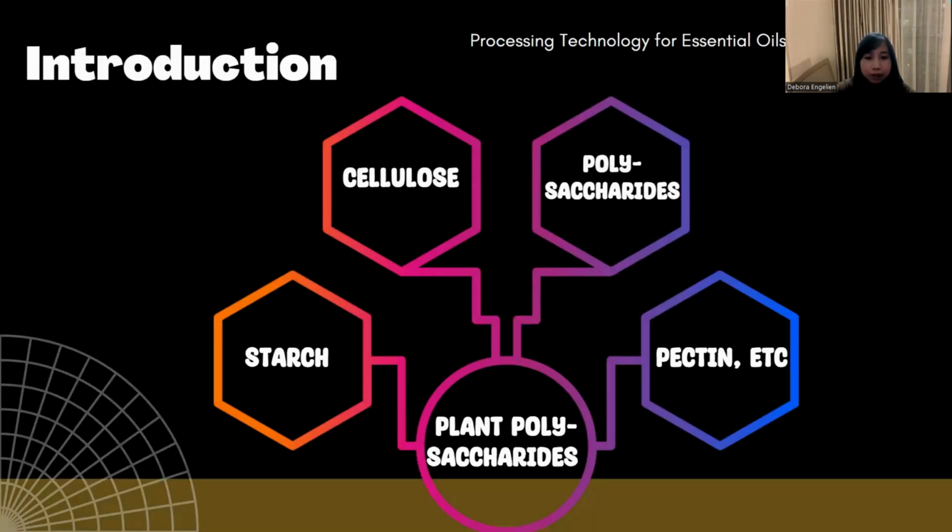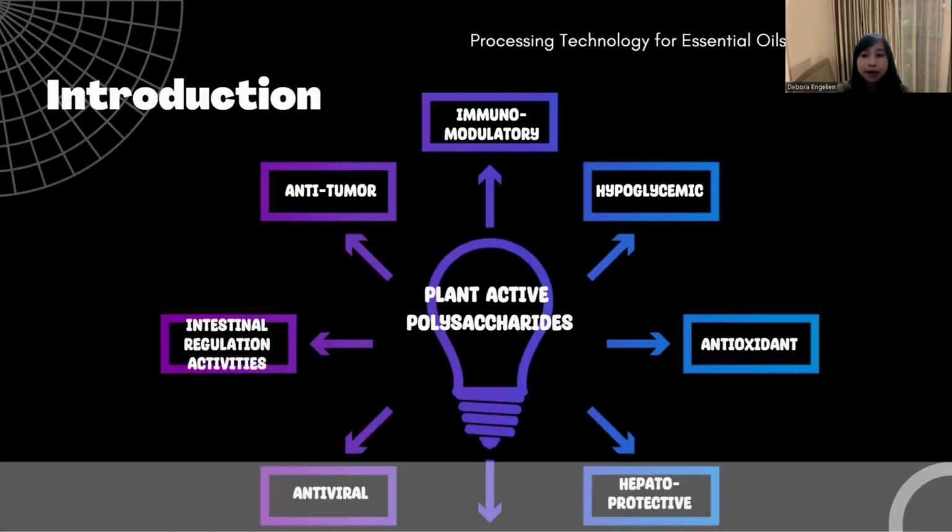And next, we're going to discuss plant polysaccharides. Plant polysaccharides are a class of natural polymers composed of more than 10 monosaccharides connected by glycosidic bonds, which are widely present in natural plants, including starch, cellulose, pectin, and etc. And some water-soluble plant polysaccharides with obvious bioactivity are called plant-active polysaccharides, which have anti-tumor, immunomodulatory, hypoglycemic, antioxidant, hepatoprotective, antiviral, and intestinal regulation activities. And because of its easy accessibility, low toxicity, and biodegradability, it has become a hotspot for research on bioactive substances.